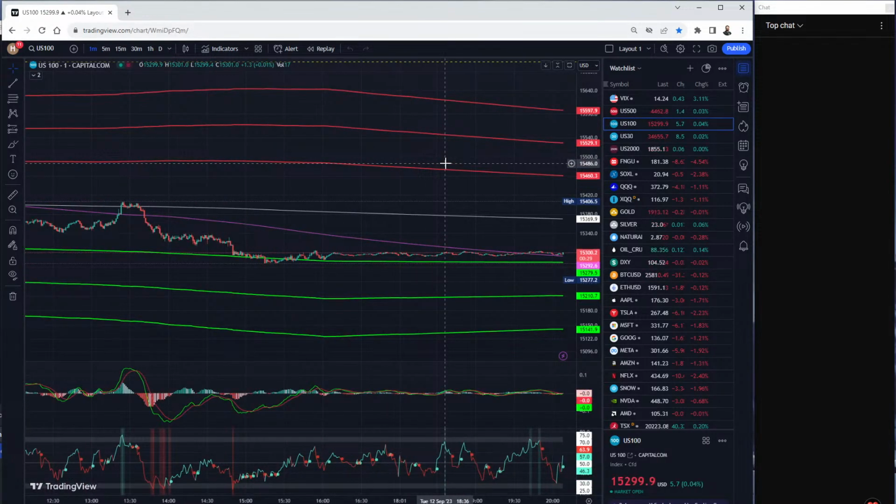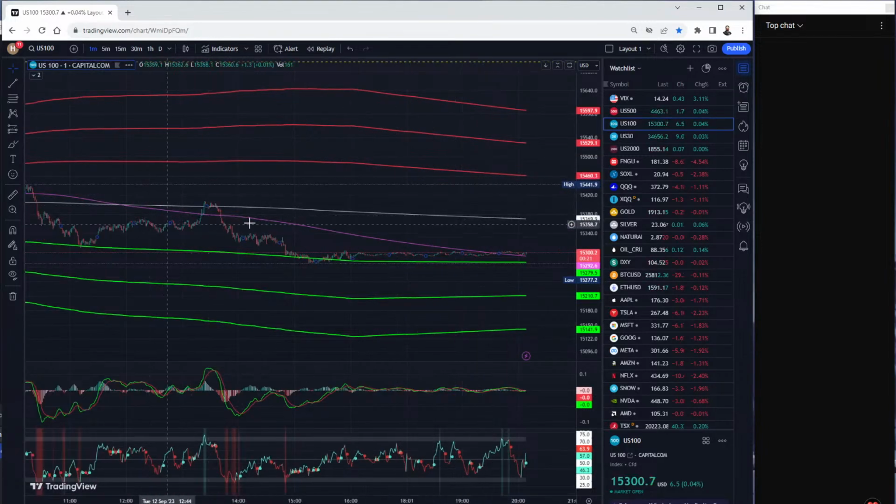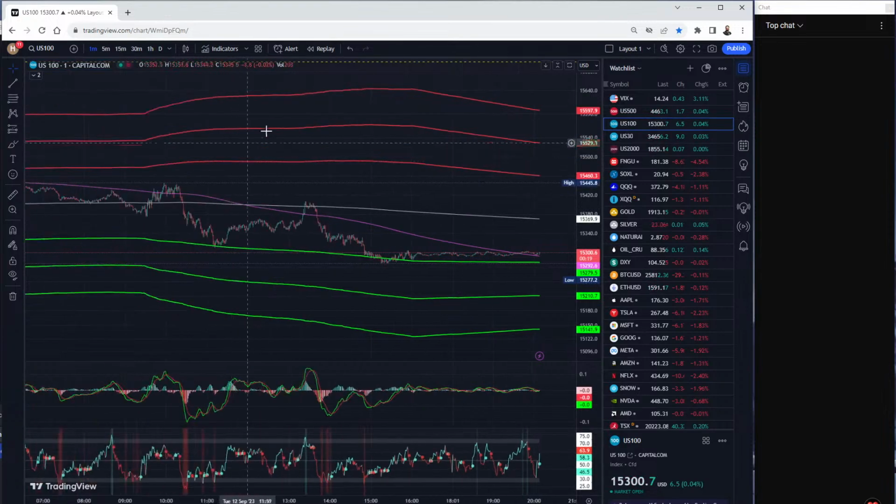I thought of doing a live session as well as giving an update on the market end of day so we can review together. This is a short-term chart. You can see red lines are resistance and green lines are support.